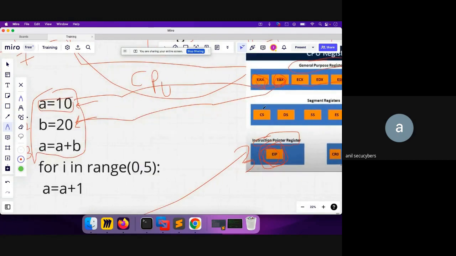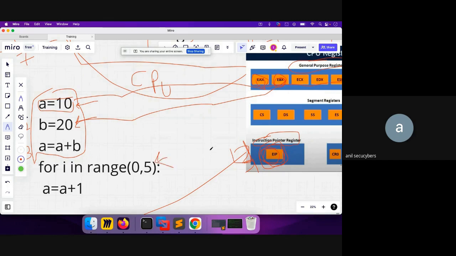So here the CPU will see that the next line number is 3. So it will execute the next line, which is A equal to A plus B. And before doing that, it will also store the next line, which is 4, let's say. That means the next line that needs to be executed is this one.